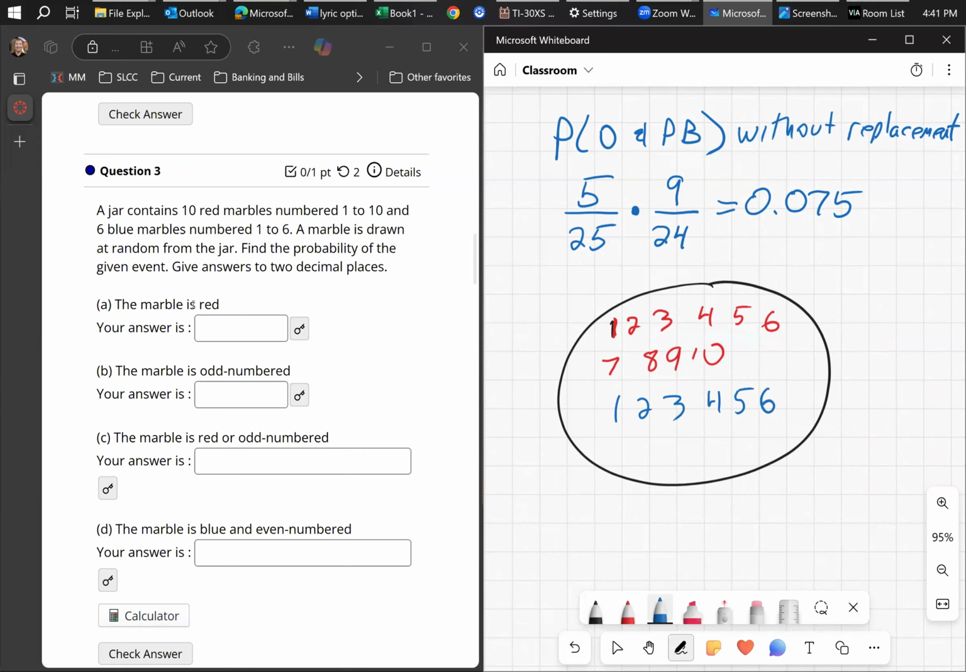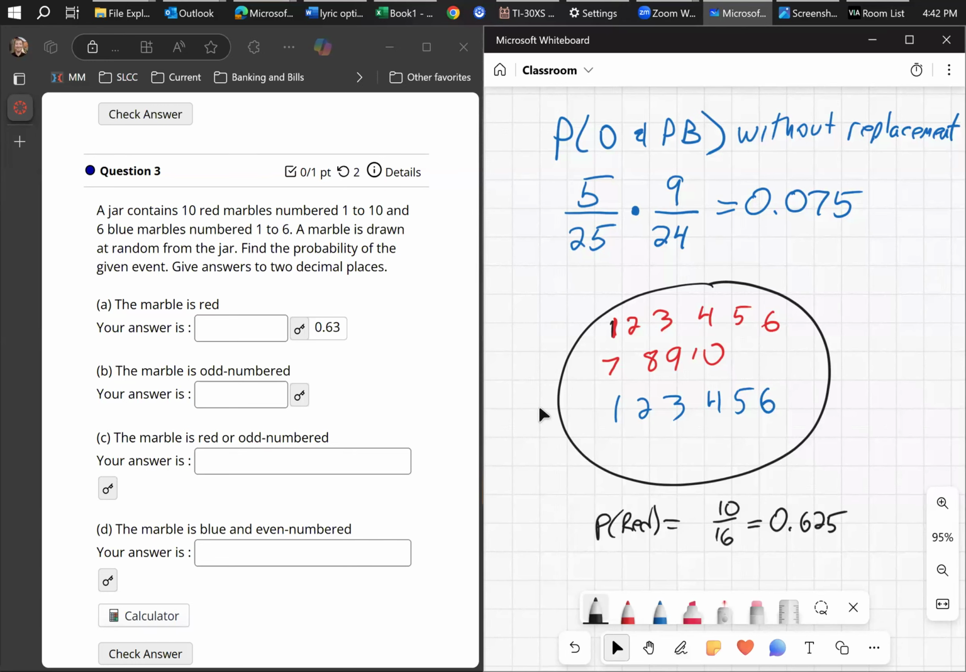What's the probability that the marble is red? Well, there are 10 red marbles, and there are 16 total. So we should get 10 out of 16 for that first one. Probability of red equals 10 out of 16. If they want a simplified fraction, that would be 5/8. If they want decimals, which they do, 5/8 is 0.625, but they want us to round to 2 decimals, so therefore 0.63.